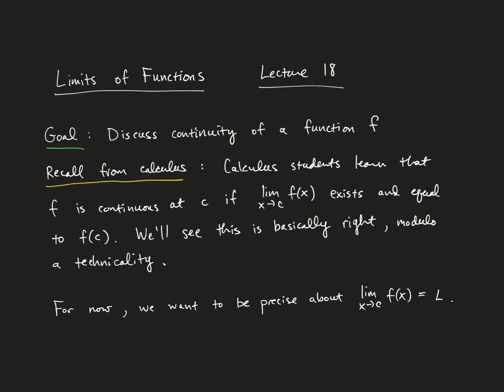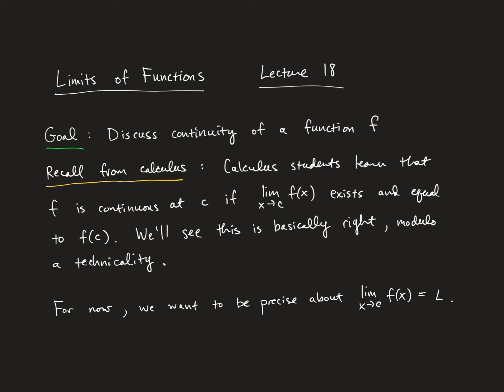So I take it this isn't a completely foreign notion, so you'll recall from calculus. Calculus students are generally taught that a function is continuous at a point if the limit as x approaches that point of f of x exists and is equal to f of c. In other words, the limit as x approaches c of f of x is equal to f of c. And we'll see that this is basically correct, but there's actually a sort of minor technicality that we'll discuss. But this is the basic idea.